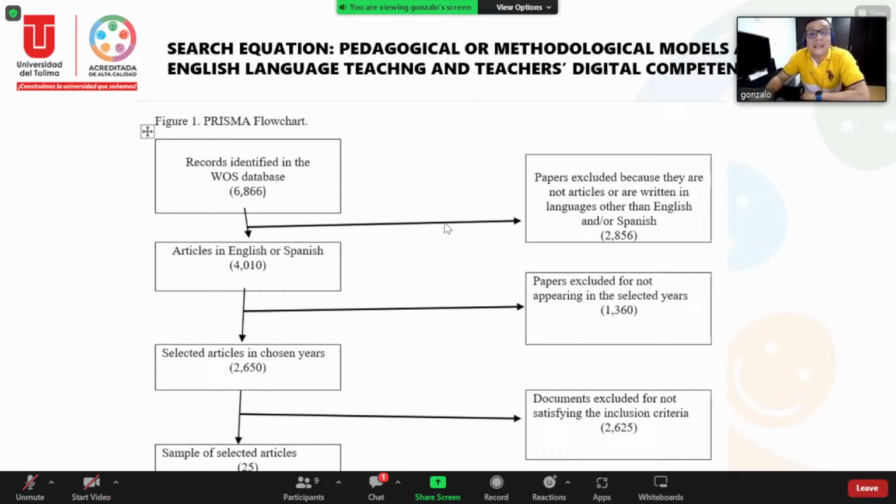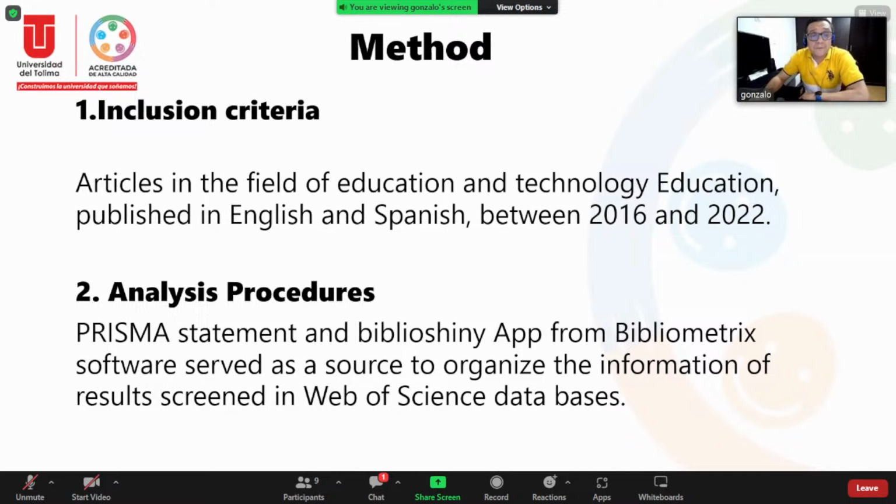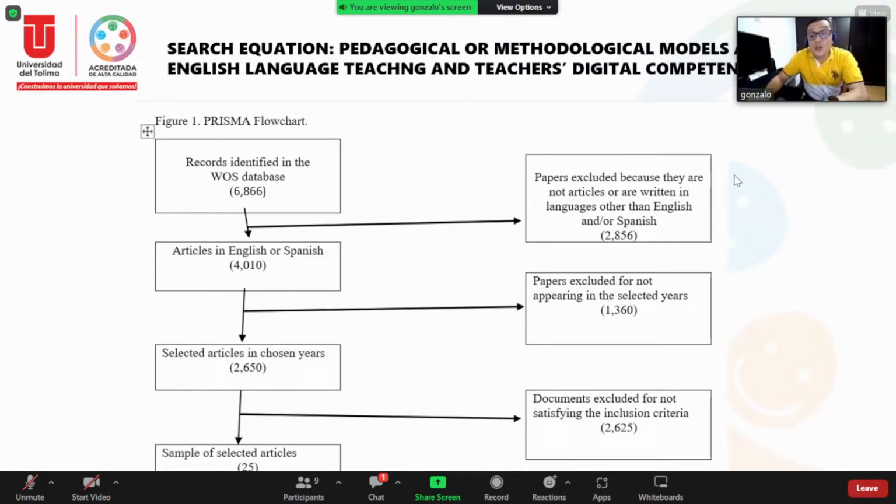The next filter that I used was the years: I excluded the papers that were not in the years that I already indicated. And there were 1,360 papers that were excluded. So I had 2,650, and I excluded from that number 2,625 documents because they didn't satisfy the inclusion criteria.